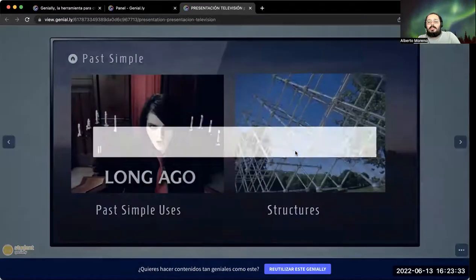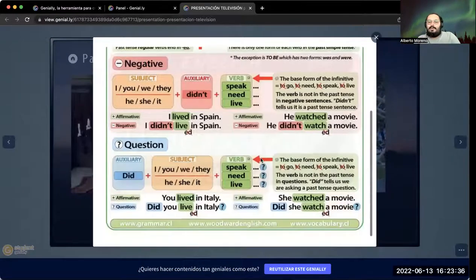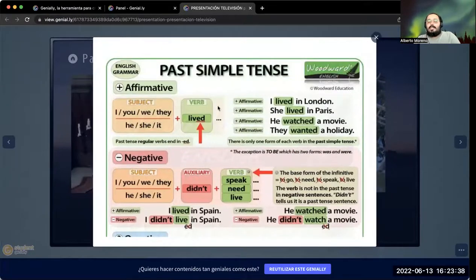Ahora, ¿cuáles son sus estructuras? Pues son 3, afirmativa, negativa e interrogativa. La estructura afirmativa está compuesta de un sujeto más un verbo en pasado. Y bueno, el verbo, por lo general, debe de terminar en ed. Bueno, los verbos regulares son los que terminan en ed. Si fuera un verbo regular, pues no hay una terminación específica para el verbo irregular. Hay que aprendérnoslos así como son.